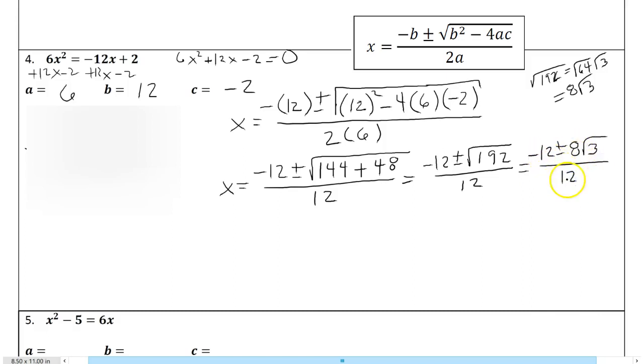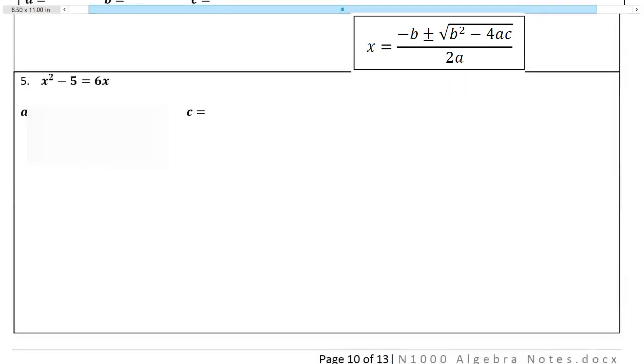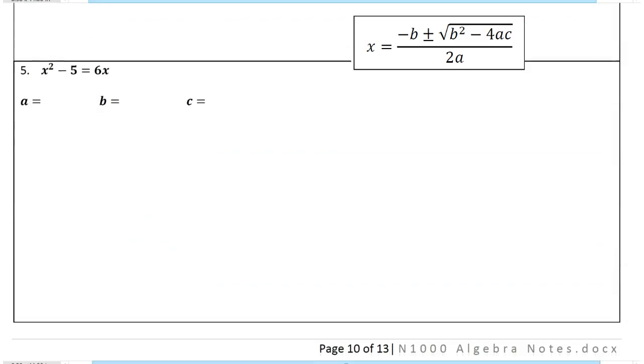Now look for a common factor between the three numbers that are outside the square root. There is a common factor. It is 4. Divide each number by 4. -12 divided by 4 is -3. 8 divided by 4 is 2. 12 divided by 4 is 3. The final answer then is -3 plus 2 square root of 3 over 3 and -3 minus 2 square root of 3 over 3. Now pause the video and try the last one yourself.